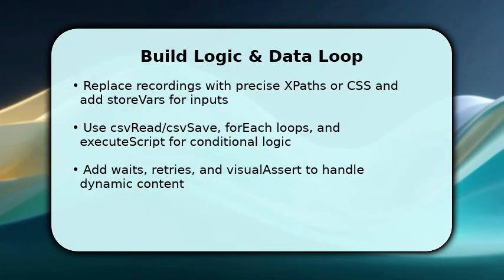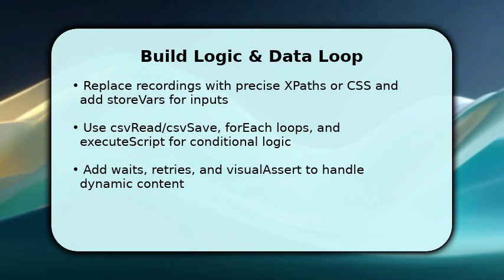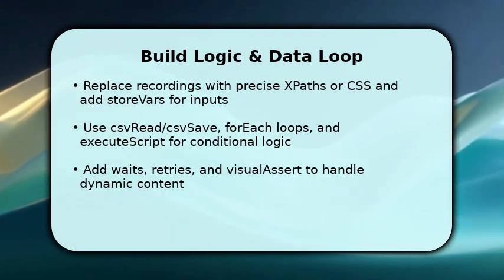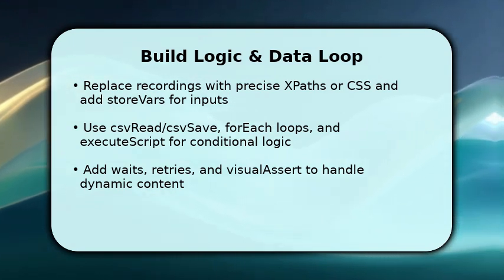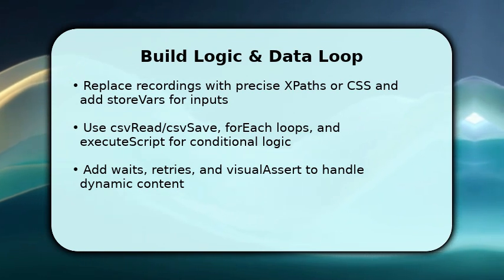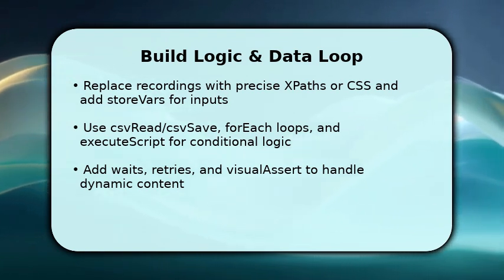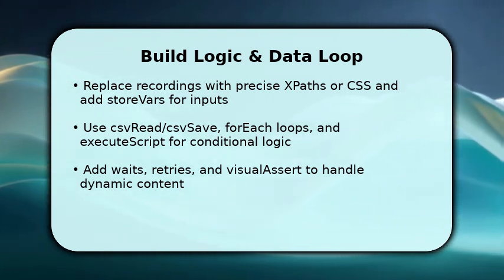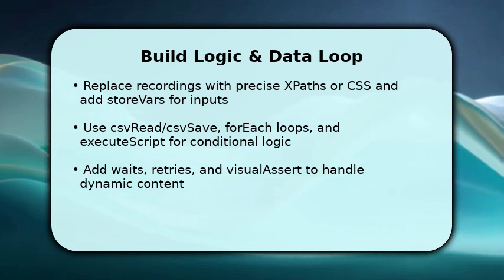With a base recording, refine the steps. Swap brittle clicks for stable XPaths or CSS and store values into variables so you can reuse them. Then wire in CSV read and a for each loop to feed rows. This lets you scale to many records automatically.